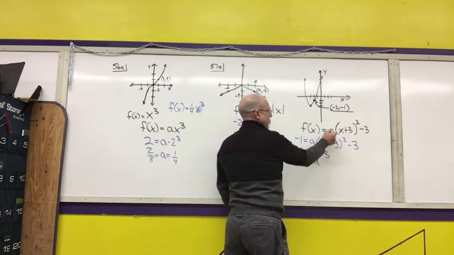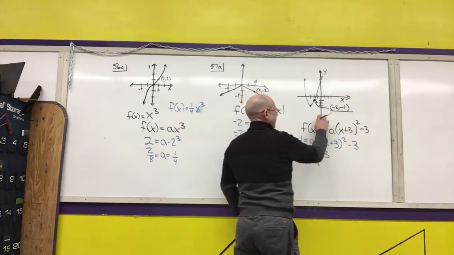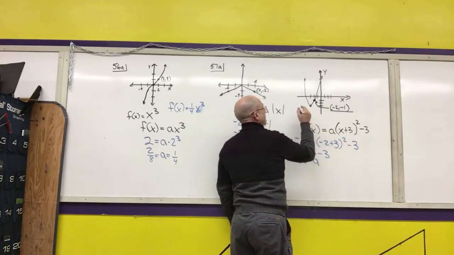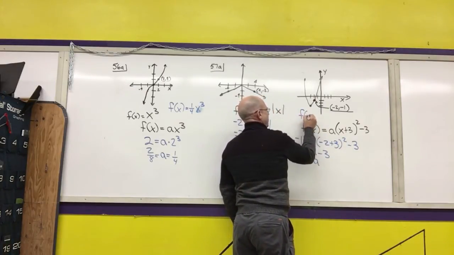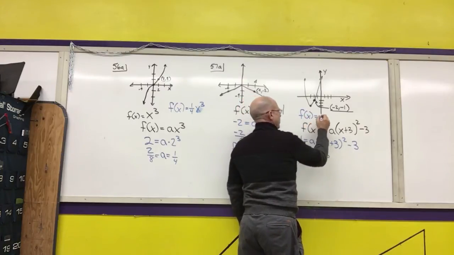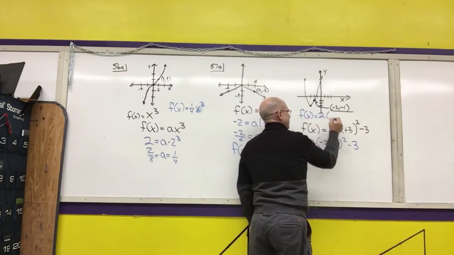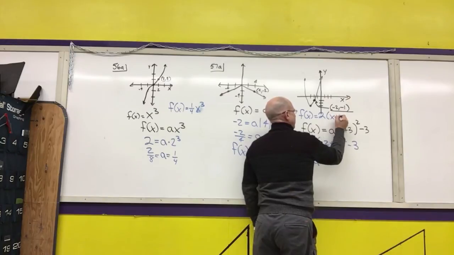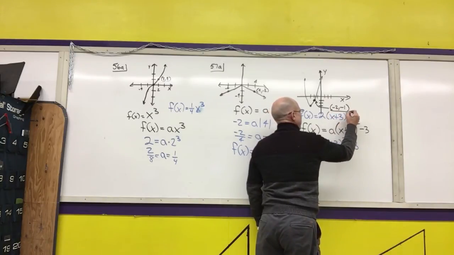I take this a and put it back into that function, and my final function is going to be f of x equals 2 times the quantity x plus 3, squared, minus 3.